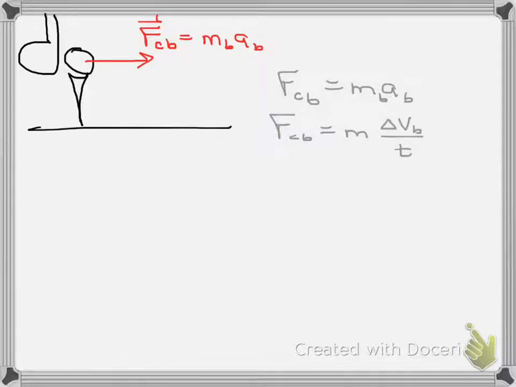Well, mass times acceleration can also be written as mass times change in velocity with time, because that was the first definition of acceleration that we talked about at the beginning of the semester. So I'm going to multiply through by time, and I get the force of the club on the ball multiplied by the length of time the force acts equals mass times change in velocity.